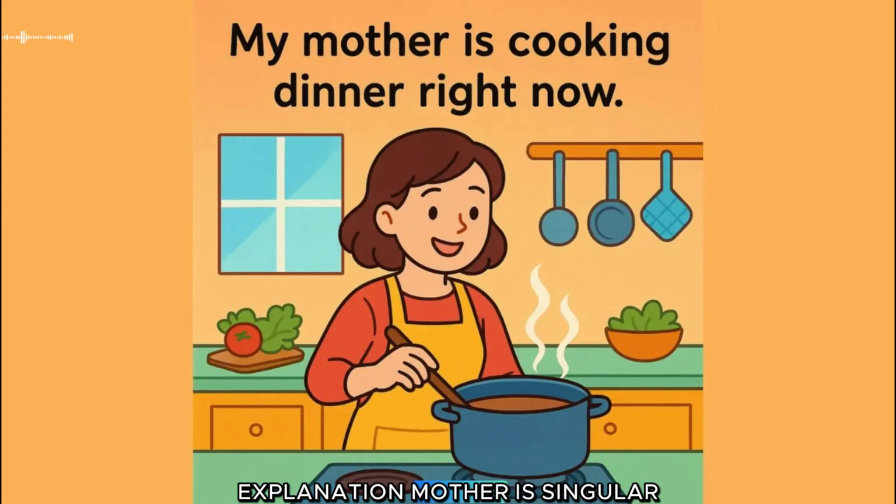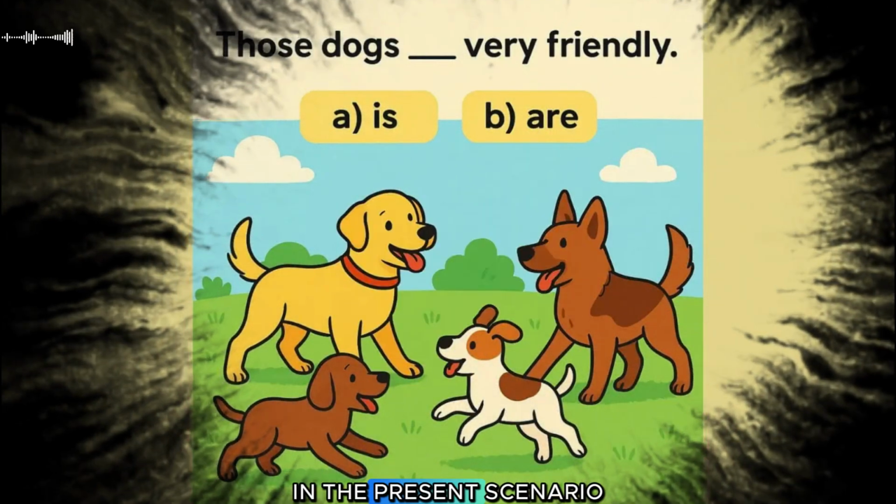Explanation. Mother is singular, so we use is. Use is when talking about one person performing an action in the present.